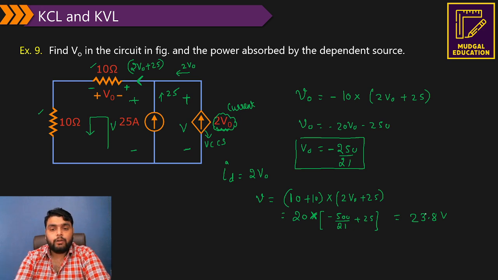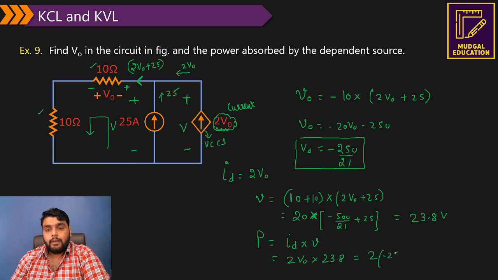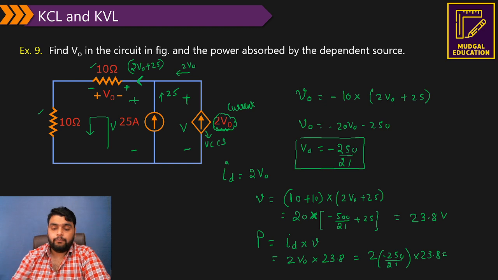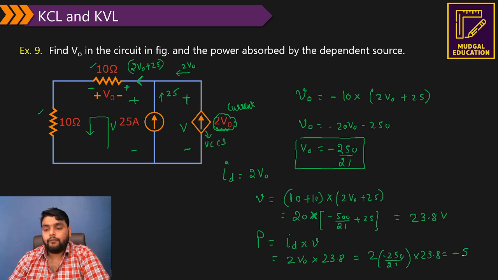Now they are asking what is the power. The power is the current of the dependent source and the voltage across it. The current is 2 times V0, multiplied by the voltage we have calculated, 23.8. Now 2 times V0, which is minus 250 divided by 21, multiplied by 23.8. Let me calculate it. It comes out to be minus 566.89.